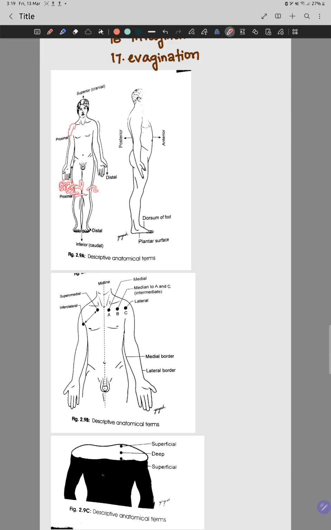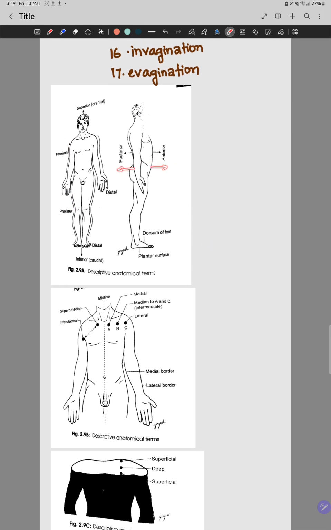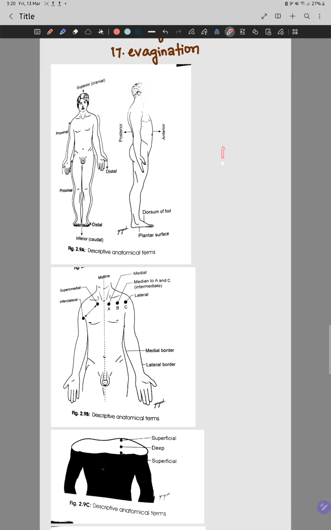Okay. Next, coming to anterior and posterior. This is anterior, this is posterior. How to remember this? Where our head will be, where the eyes will be facing, that is anterior. And where our hair will be facing, that is the posterior. Remember in this manner. Posterior means hair, whereas anterior means eyes.